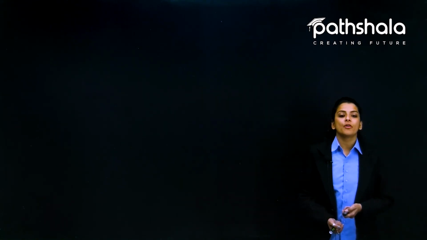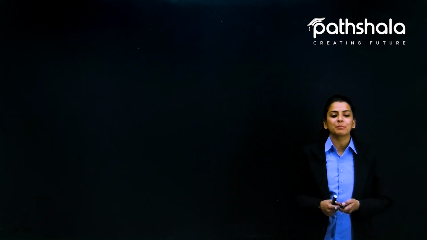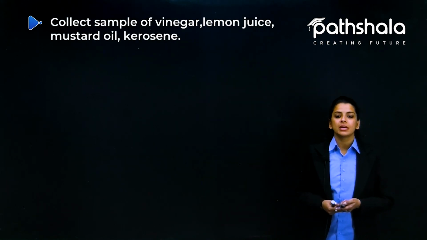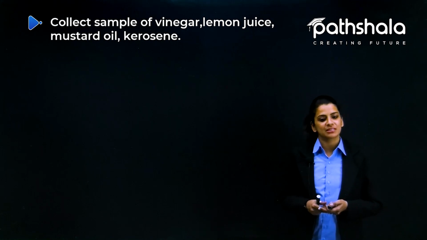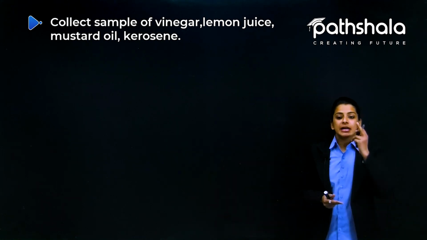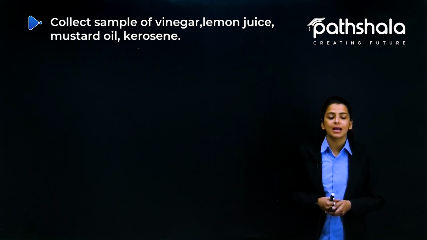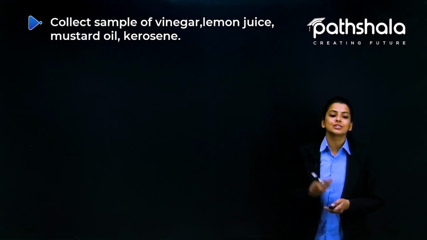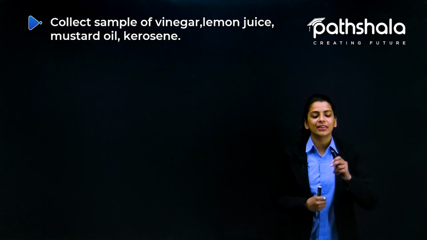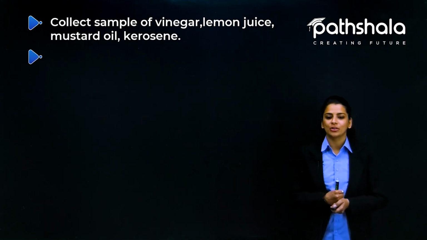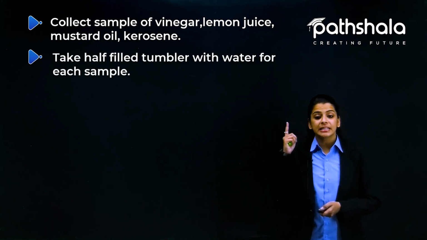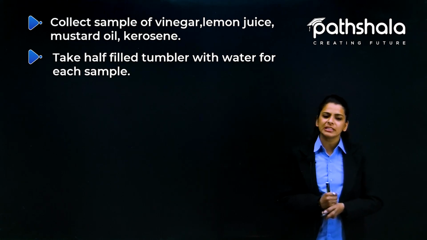So here's another small activity of some solutions that are being mixed in the water, and we are going to see the observation of how they perform when they get mixed in the water. So collect samples of vinegar, lemon juice, mustard oil and kerosene. So these 4 liquids we have taken, and we are going to mix them in the water. Now what we have to do? Take a half filled tumbler with water for each sample.